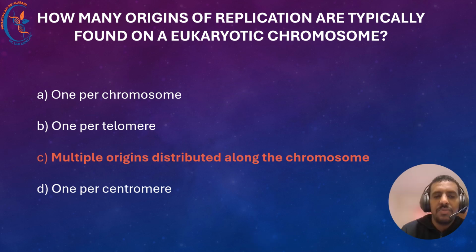All right, let's move on. Actually, eukaryotic chromosomes have multiple origins of replication. Why? To speed up the process due to the large size of the chromosome. So the correct answer is multiple origins distributed along the chromosome.